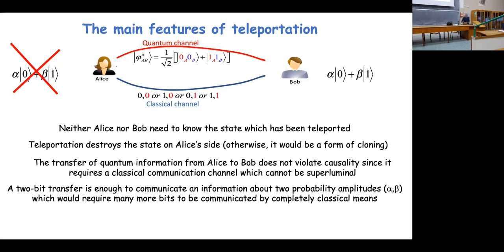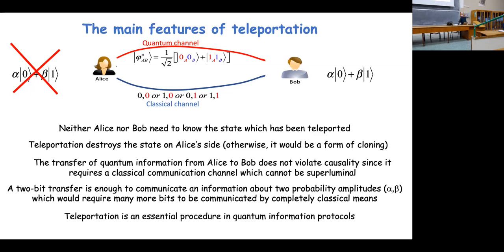And last point, teleportation is of course also very useful in quantum information procedures. If you imagine a quantum computer made of a lot of qubits, you would like to transfer information from one part of the machine to another part, or between two subsets of the computer, and for that, the procedure of teleportation is very useful.